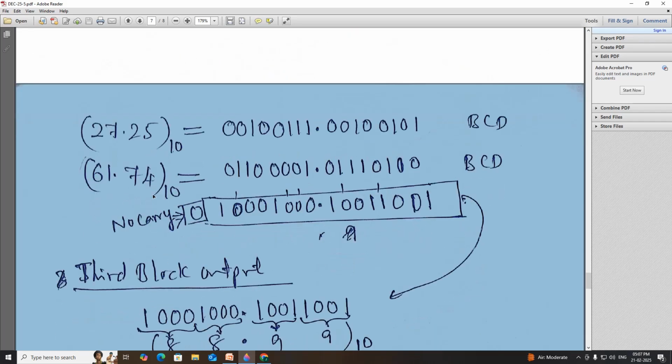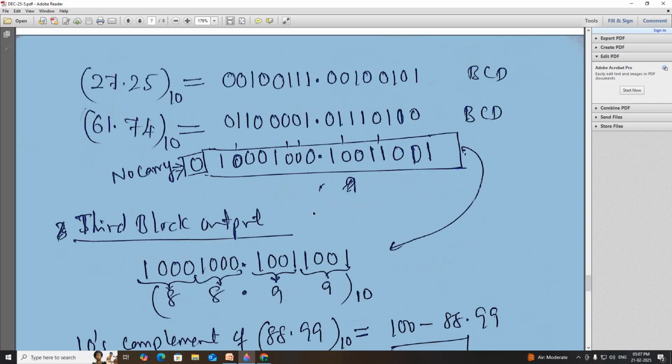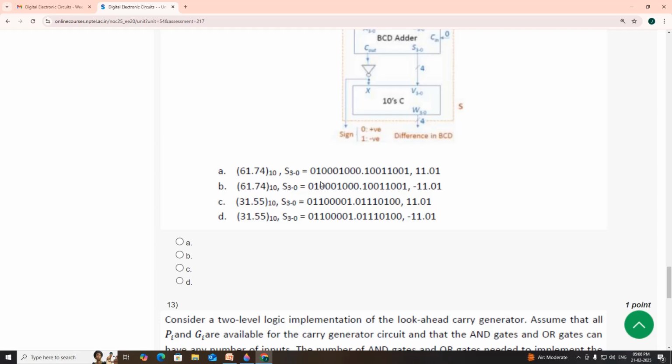what do we have to do? We have to do BCD addition. So write 27.25 in BCD, and 61.74 in BCD. Add these two numbers. After adding these two numbers, we will get this particular number. This is mentioned in the problem. So 0, then 1 0 0 1 0 0. So you can see here, for these two, 0, 1 0 0 1 0 0 is there. Out of these two, we have to choose which one.